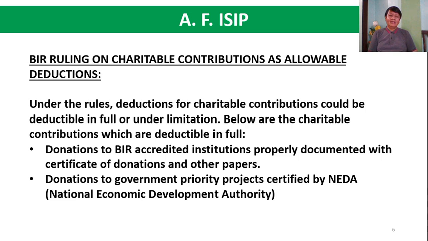Example, there is one project today that is being prioritized by the government, that is the Balik Probinsya project. If you donate to this Balik Probinsya project by the government, this is a priority project. The amount that you donated has no limit. It is 100% allowable as deduction. If you donated 1 million pesos to this project of the government, the whole 1 million pesos will be allowed as deduction. I think this is very clear to everybody. Next.